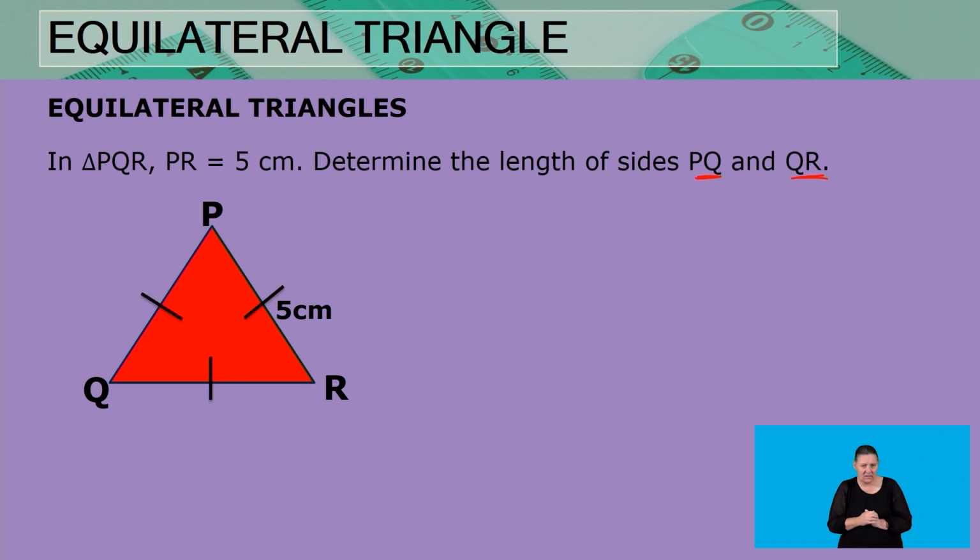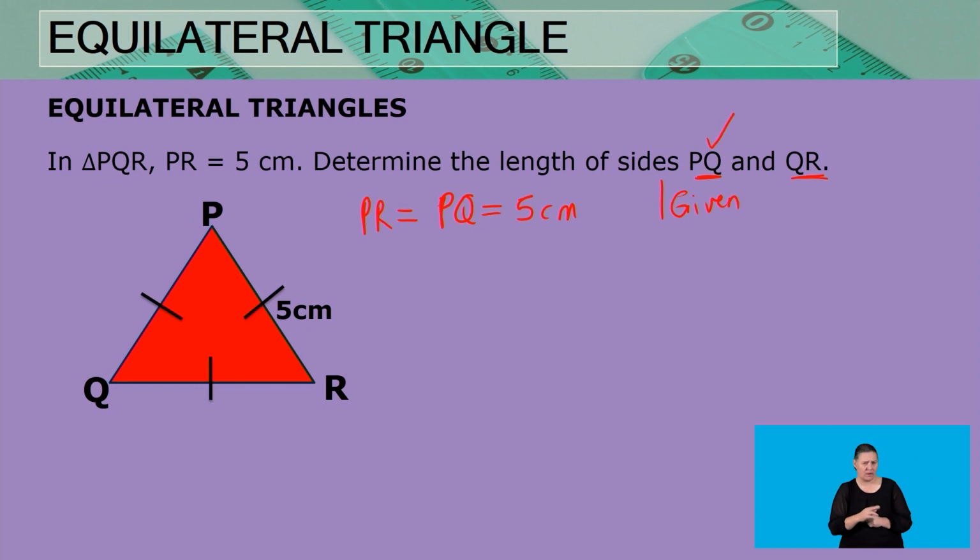Now what does this mean? It means that PR is equal to PQ, which would mean that PQ is also equal to 5 centimeters. Now, how do we know this information? It's because our diagram has given us that information. So we know that these two lines are equal because it has been shown to us that these two lines are equal. So we have calculated the length of PQ.